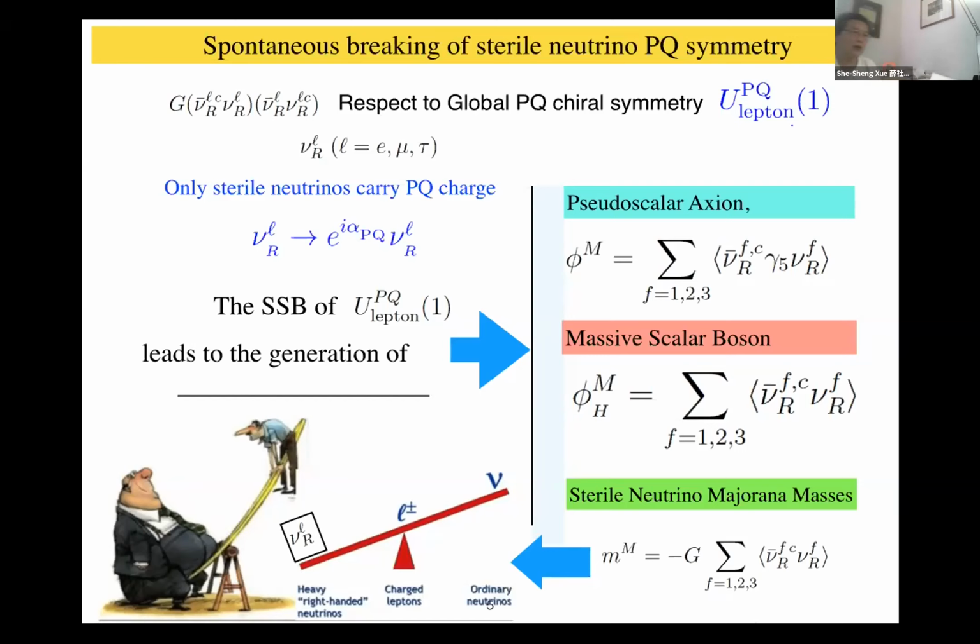Now the symmetry here is no longer the standard model gauge symmetry like in the Higgs mechanism. I put a sample of the Higgs mechanism. However, it's lepton number U(1). So the same dynamic happens. Then the sterile neutrino generates a Majorana mass. As a consequence of the Goldstone theorem, you have a massless mode, a pseudoscalar, which is actually the axion.